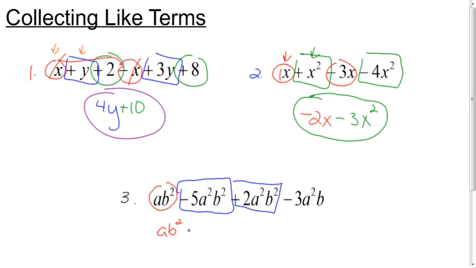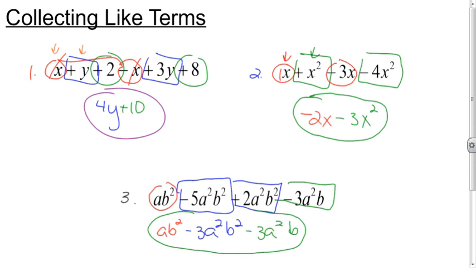So you've got negative 5a squared b squared plus 2a squared b squared is negative 3a squared b squared. And this last term doesn't match anything to be combined, so it's minus 3a squared b. And that is your final answer, because none of those terms are alike and can be combined beyond that.